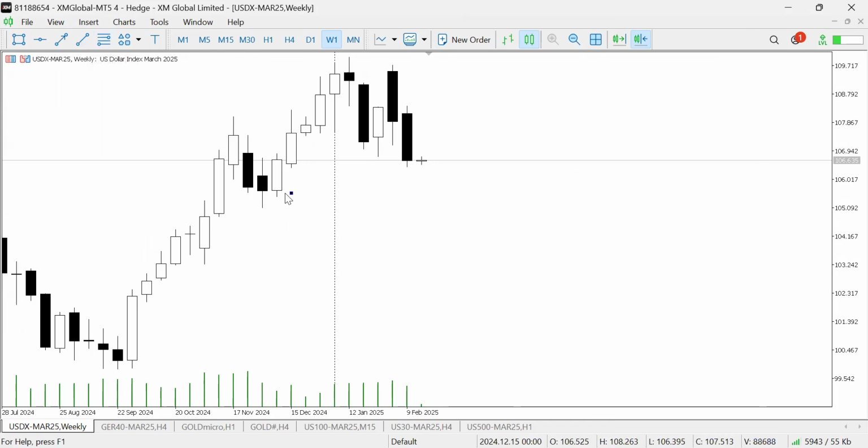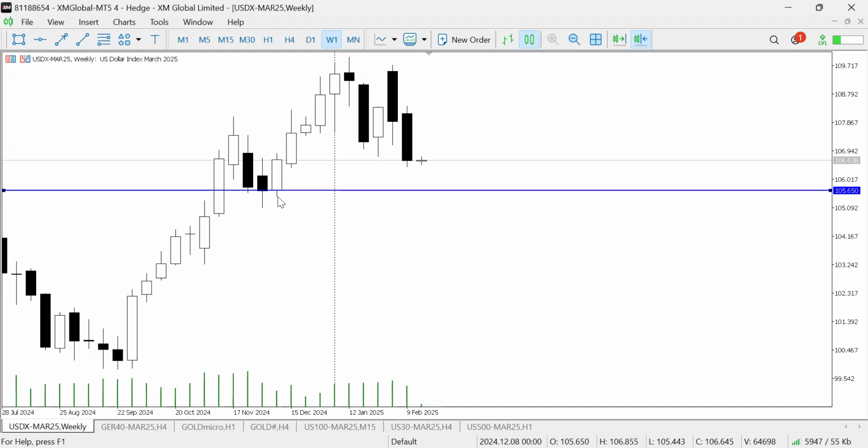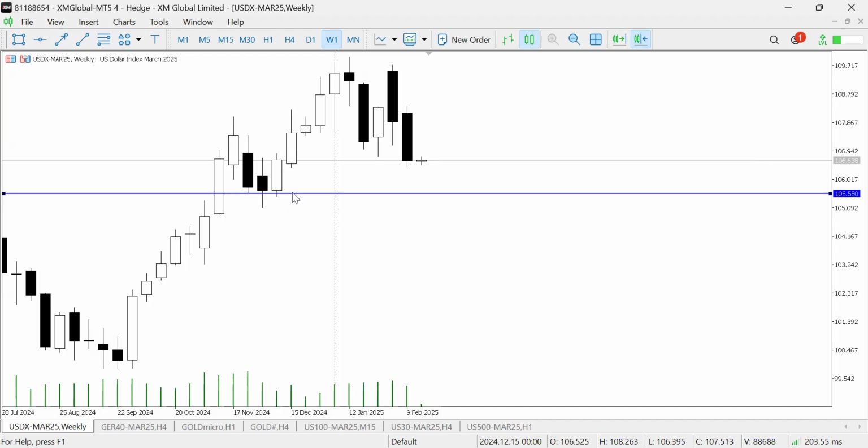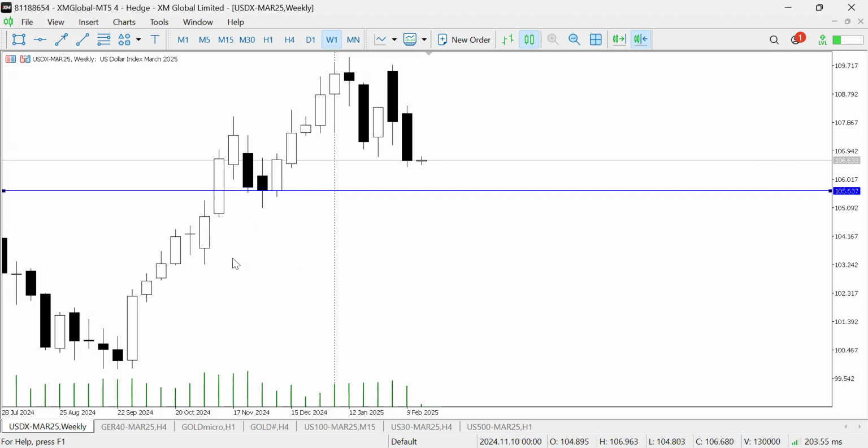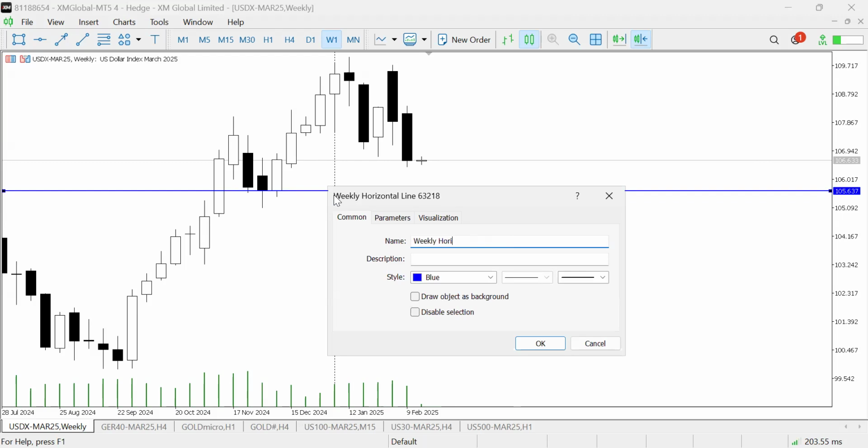Would be nice to see price come to this discount area right here, these lows, the sell side liquidity. This is also a key turning point. So it would be nice to see price come back into this positive rejection block.